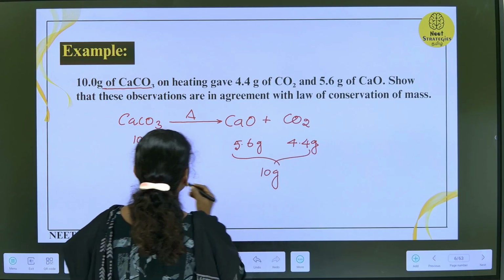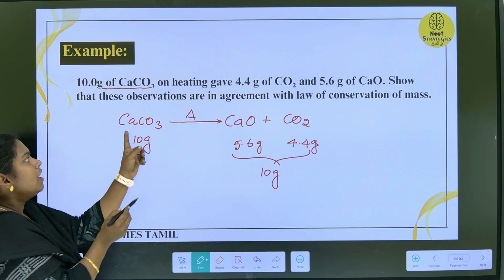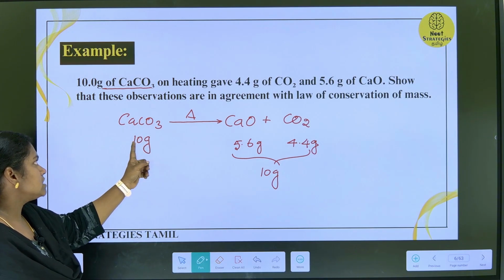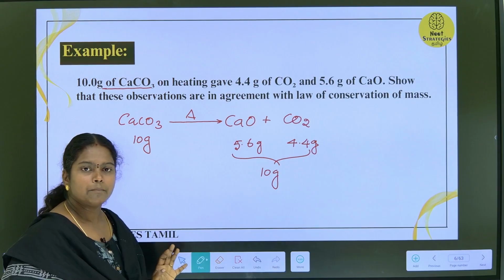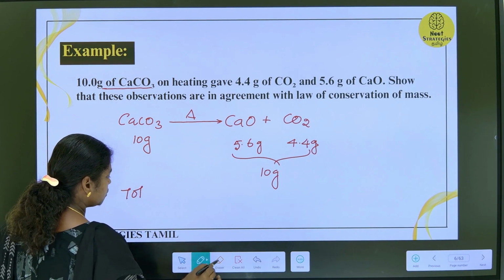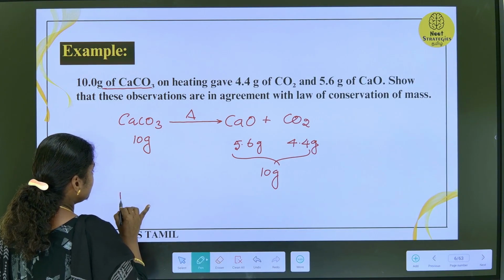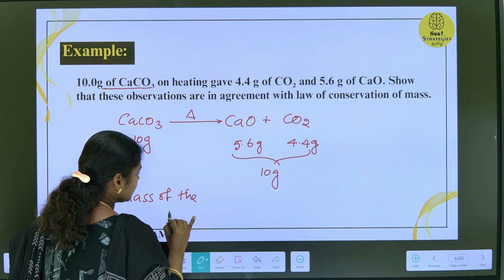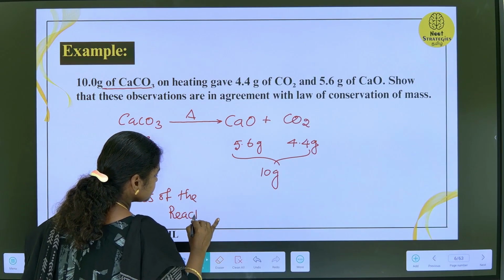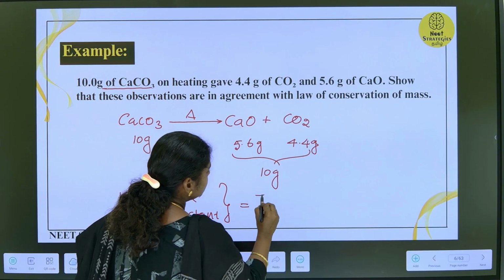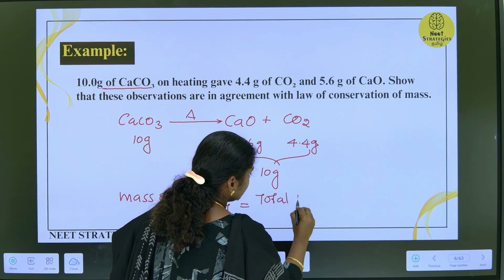So finally we conclude that the mass of the reactant becomes equal to the total mass of the product.